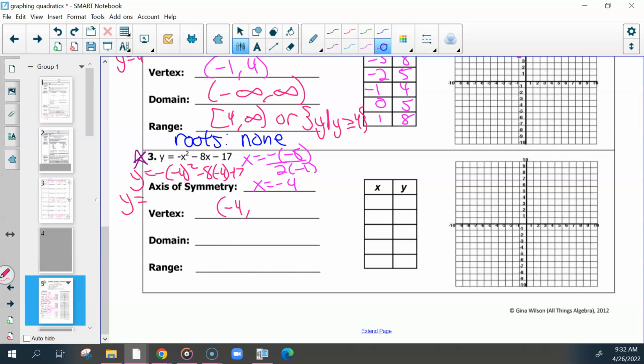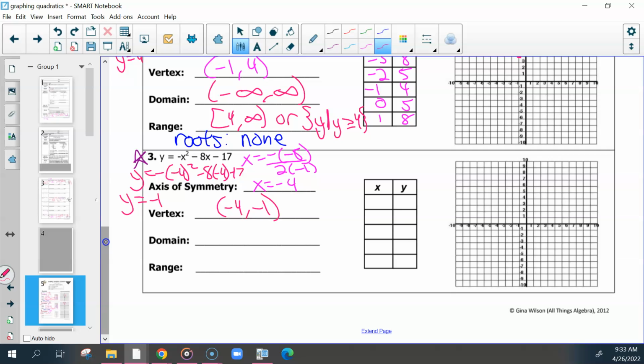This would be negative 16. No, that would be, this would be 16, and this would make it negative. So negative 16 plus 32 would be 16, minus 7, minus 1, negative 1. So don't forget your negatives because that's the easiest way to mess this up. However, you could always double check.